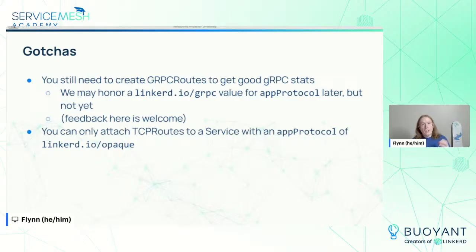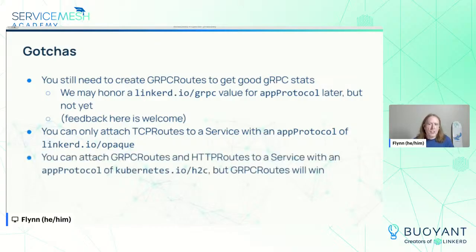Likewise, if you have a service where you have explicitly set the app protocol to linkerd.io/opaque, the only thing you can attach to it is a TCP route. Or a TLS route. Misspoke. It does not make sense to say this protocol is opaque TCP and then try to attach an HTTP route to it, because HTTP route is all about HTTP routing, and you've just declared that the particular thing there is not HTTP. So that's the reason for that limitation.